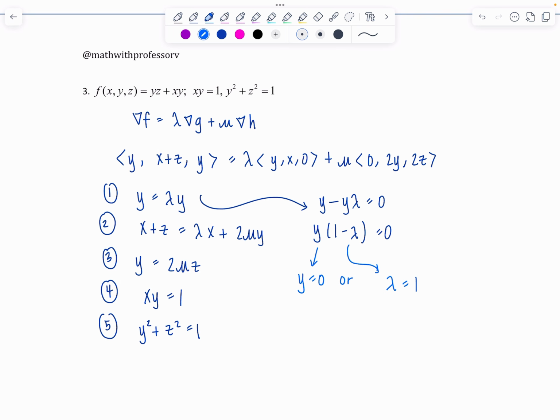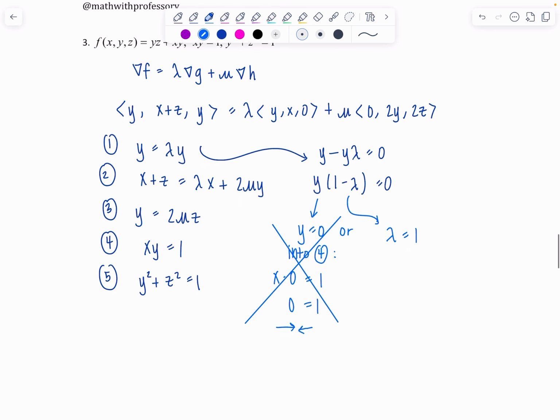Then you explore each of these possibilities. For example, into equation 4, which tells me x times y is 1, that would result in x times 0 being 1. But 0 cannot be 1. That is a contradiction, so this is not happening. y is not 0. Can lambda equal 1?